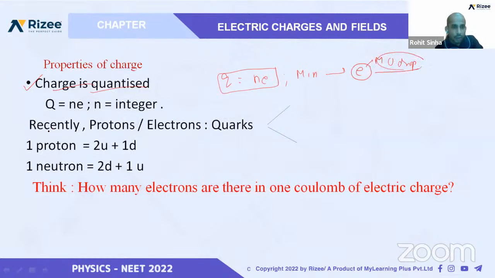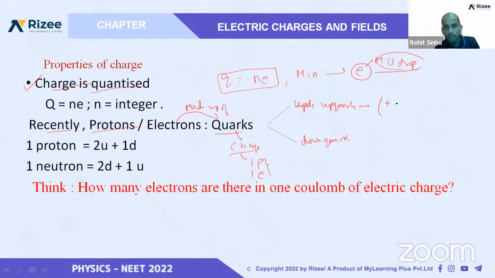Now, recently it is also found that protons and neutrons are broken down; they are made up of quarks. What is a quark? Quarks are charged particles having less charge than one proton or one electron. There are two types of quark: one is the up quark, and another is the down quark. It was found that the up quark has a charge of +2/3 of the electron, and the down quark has a charge of -1/3 of the electron. It was found experimentally around 1995.